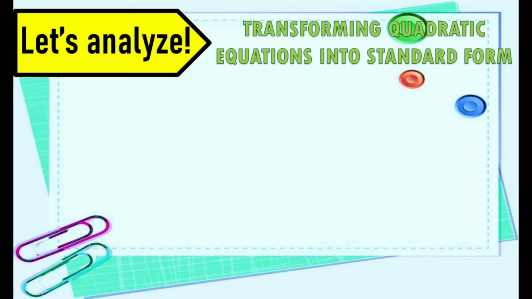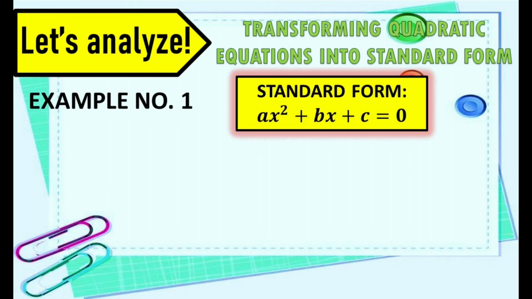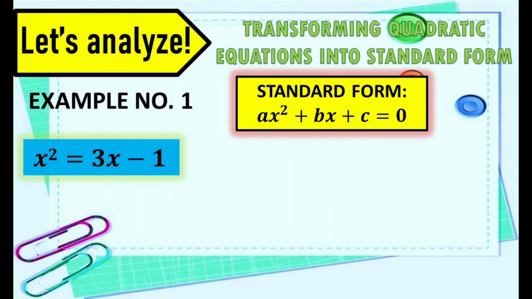Let us now move to transforming quadratic equations into standard form. Example number 1. We have here as our guide standard form ax squared plus bx plus c is equal to 0. Okay, we have x squared is equal to 3x minus 1. We all know that this one is a quadratic equation. However, this is not in its standard form.